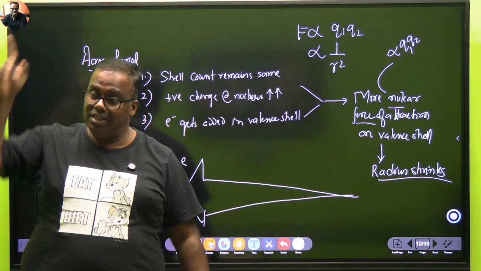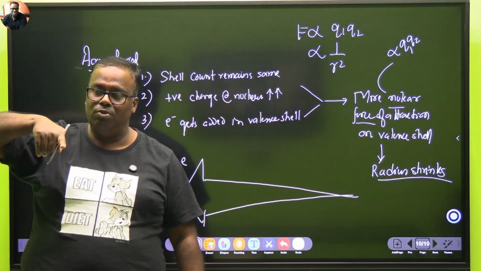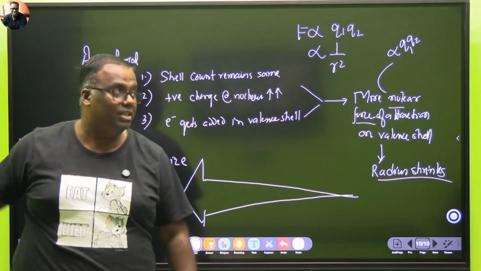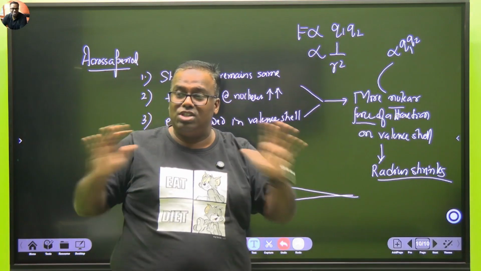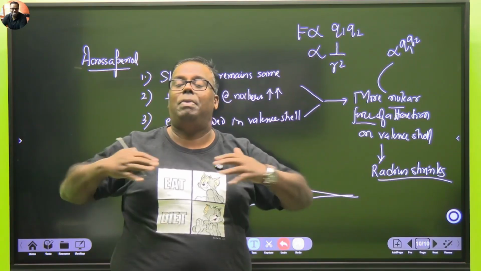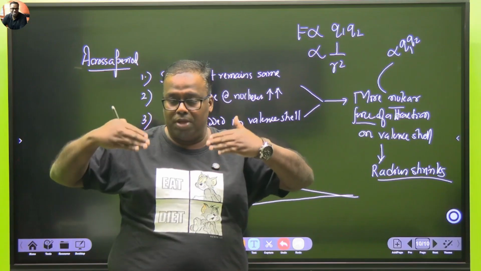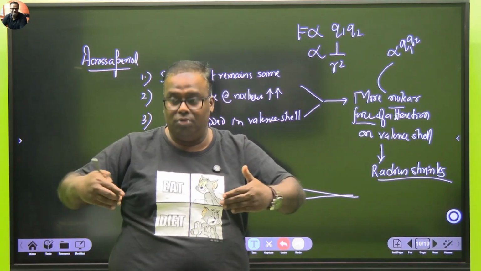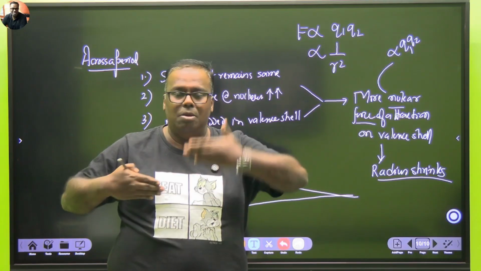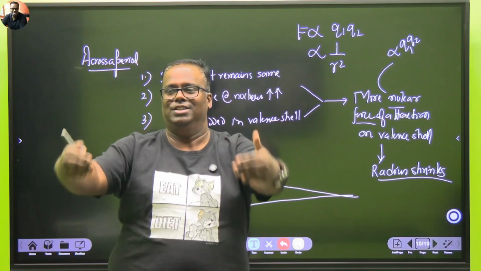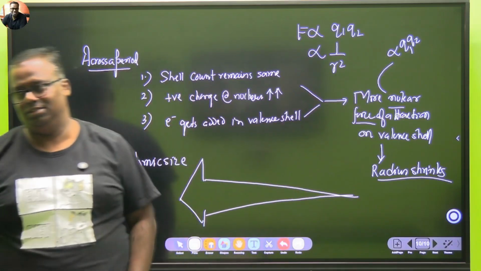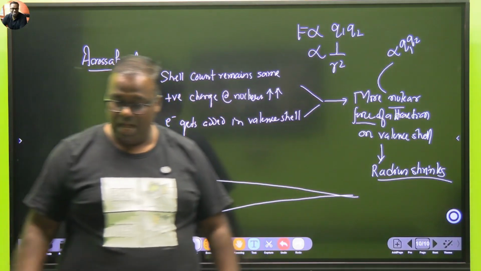But in the case of down a group, why did the size increase? The size increased because this force was weakened due to the shielding effect. Every step you come down, period 1 has 1 shell, and the shell size is also increasing. So atoms become bigger and bigger. Okay, let's stop here for today.